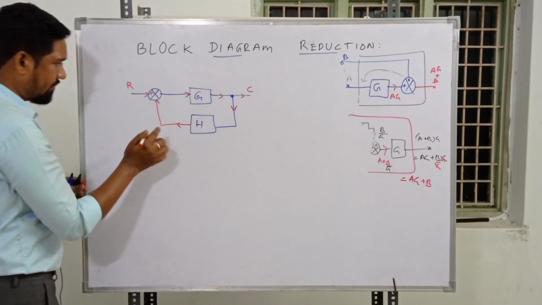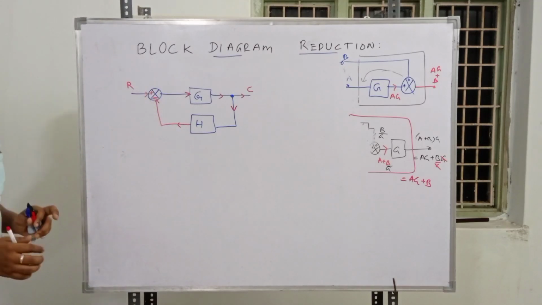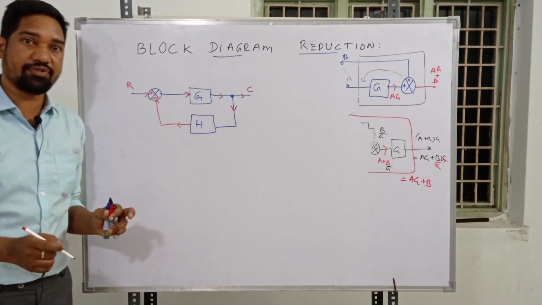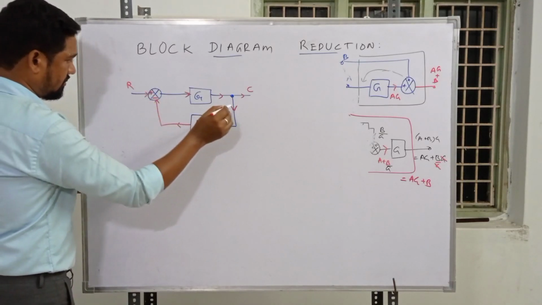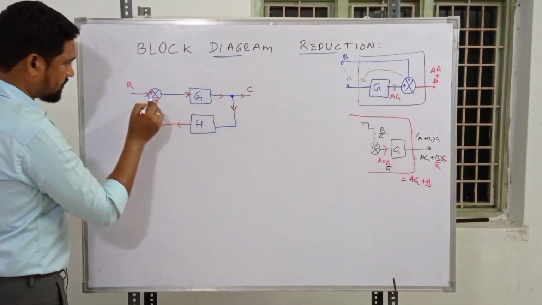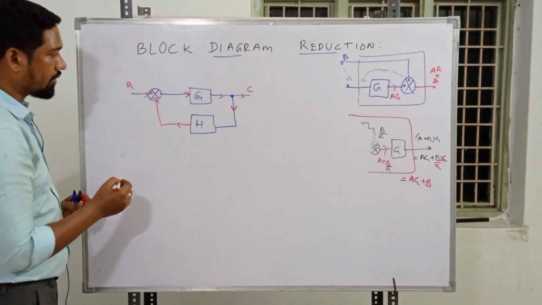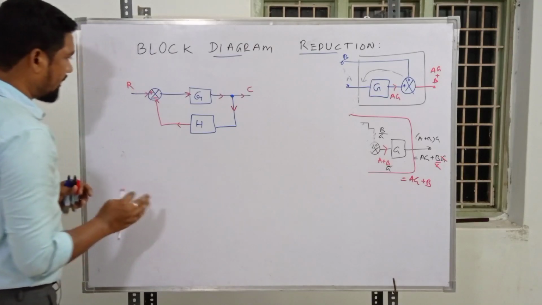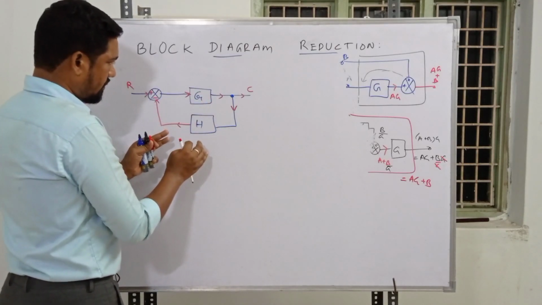Okay, so remember, it's a negative feedback. Two types of feedbacks, isn't it? Positive feedback and negative feedback. So this is added and this is subtracted. The output which is fed back is subtracted from the input. Okay, so this is the one. So where do we have to start from? We can start from any point.